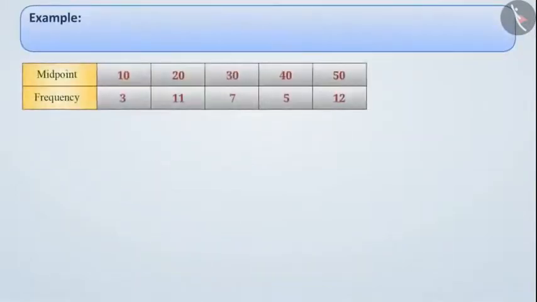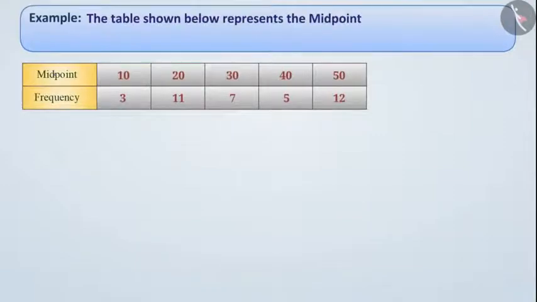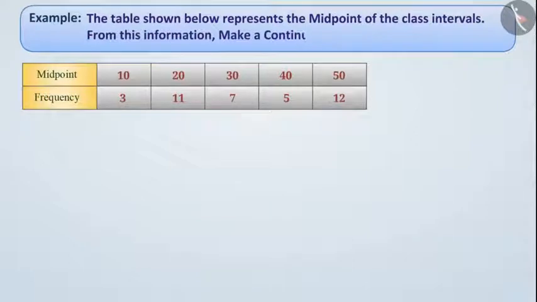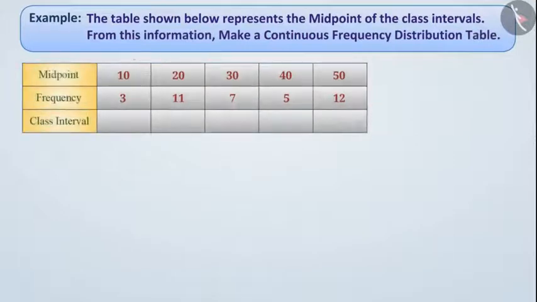Example: the table shown below represents the midpoints of the class intervals. From this information, make a continuous frequency distribution table. The midpoints of the class intervals are shown in the given table. To make a continuous frequency distribution table, we need to find the class intervals.